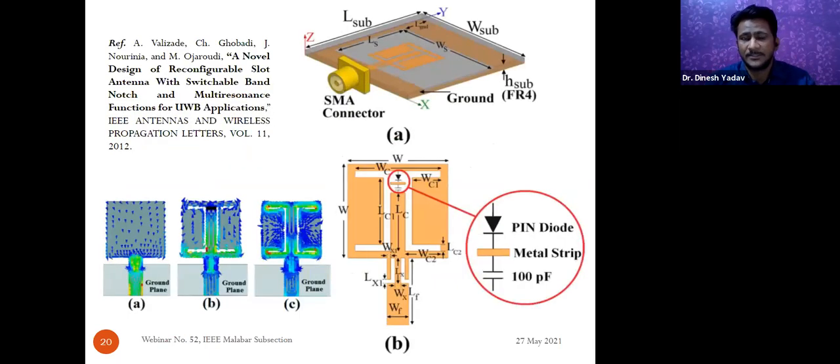This is a very initial paper which I studied, and I was impressed with it. It was published in IEEE Letters. In this paper, you can see the structure is very simple. The concept is that we use a diode across a structure. This one is the diode, and there is a metallic strip, and again a capacitor in between. If you analyze this, you can see the capacitor is connected between these two points. This is the metallic strip, and this one is the capacitor.